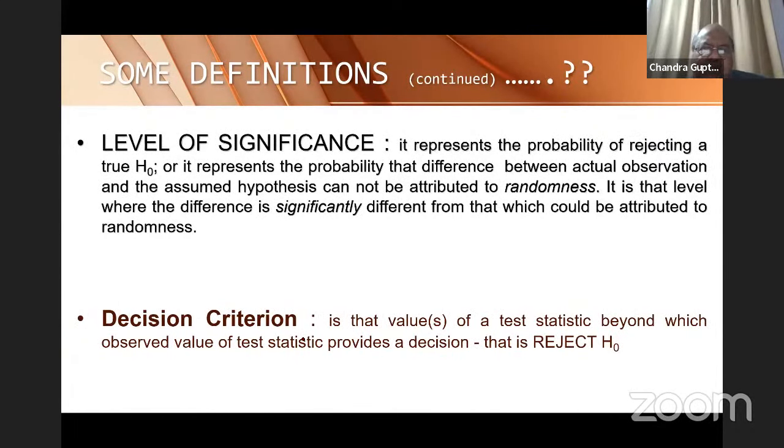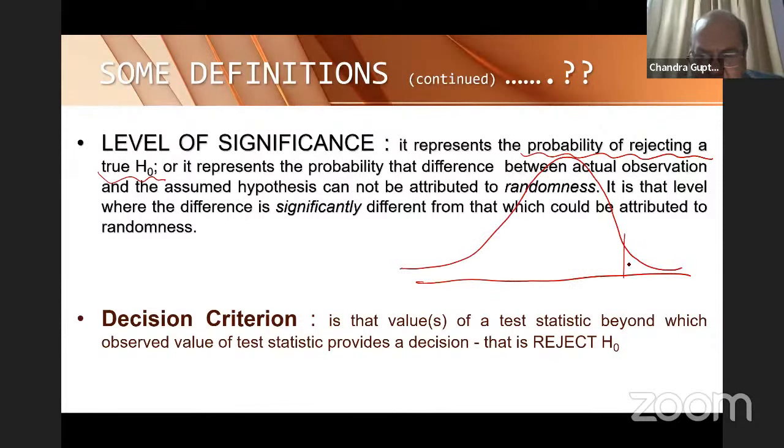Level of significance represents the probability of rejecting a true null hypothesis. And level of significance always represents your tail area. So if I say 5% is my level of significance, this will be my 5% rejection region. And this will be your acceptance region.